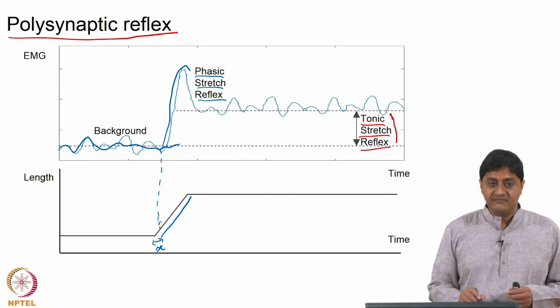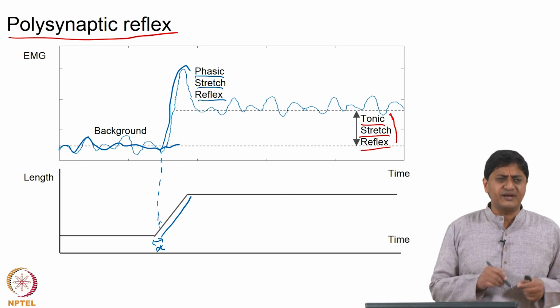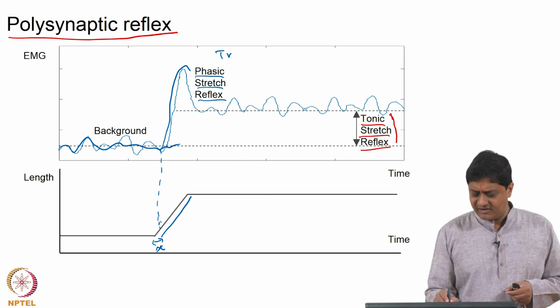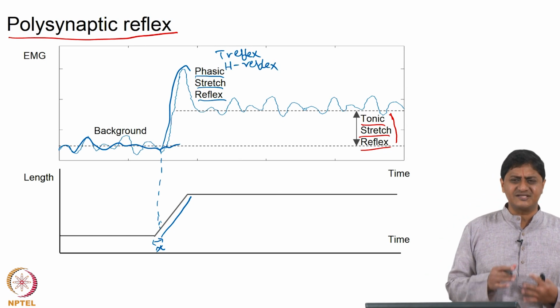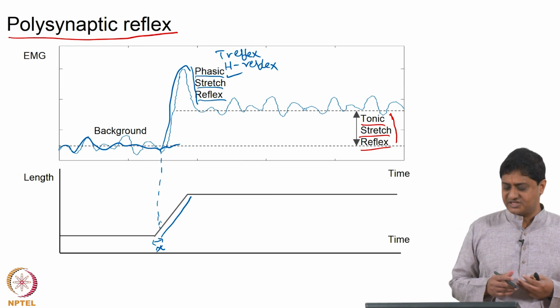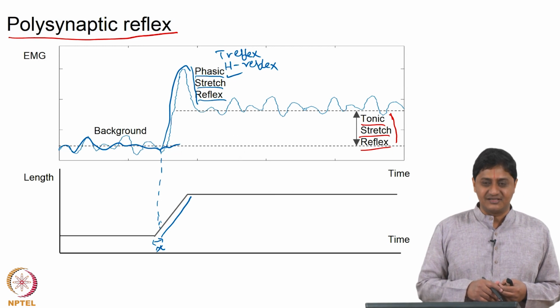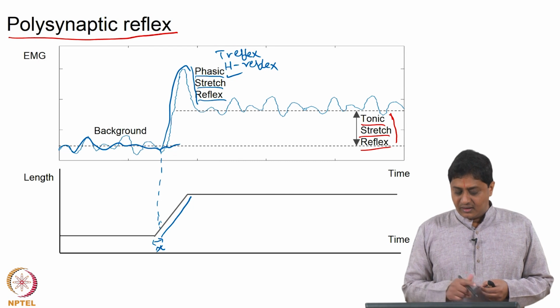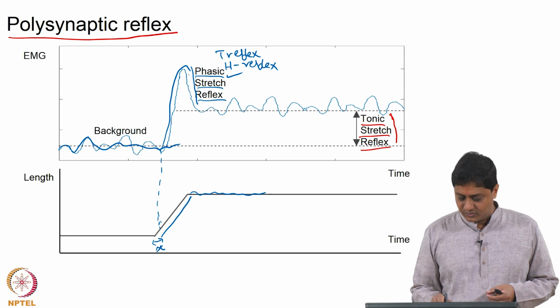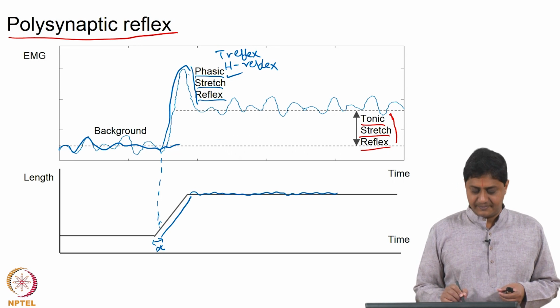That response we have called earlier a monosynaptic response, variously the T reflex for mechanical stimuli and the H reflex for electrical stimuli. This is the classic monosynaptic reflex. It is given a different name, the phasic stretch reflex. Phasic stretch reflex, we will talk about what this means in a bit. Now, and then it settles, and the length has settled at a new level, right here.